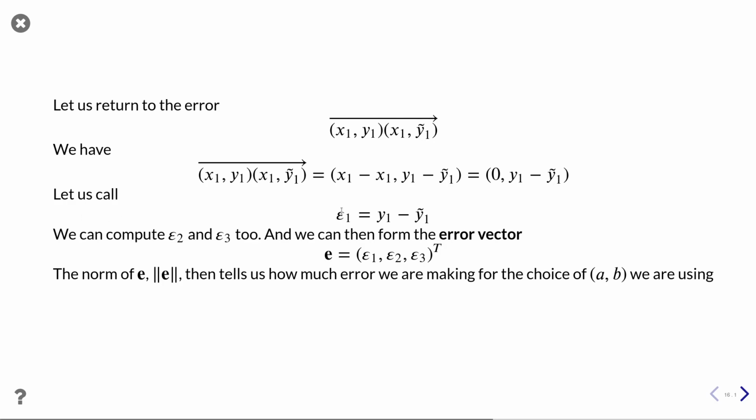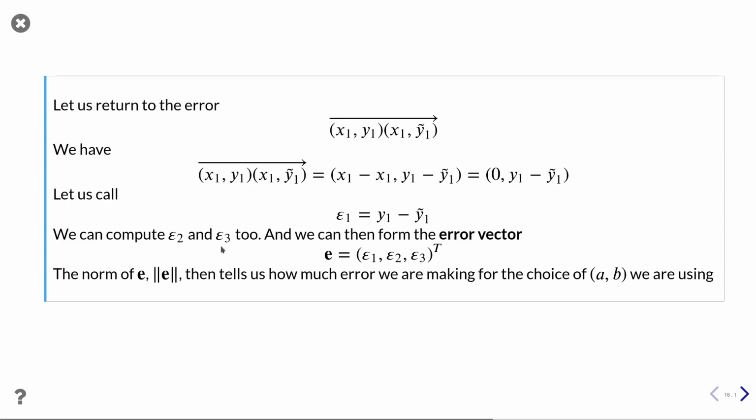And now what we're going to do is call epsilon 1 this distance here, since I'm looking at the point 1. So epsilon 1 is the error that you make by using the values a and b compared to what the real data point is. And the same way, we can compute epsilon 2 and epsilon 3.